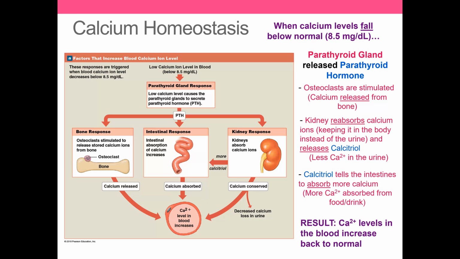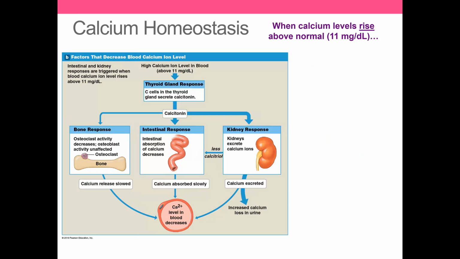All right, the other side of that is what happens when calcium levels rise above normal, so they get too high. They go above 11 milligrams per deciliter. Again, we want to counteract this and do the opposite, so this time we want to reduce calcium.